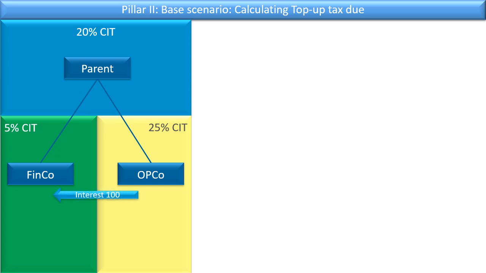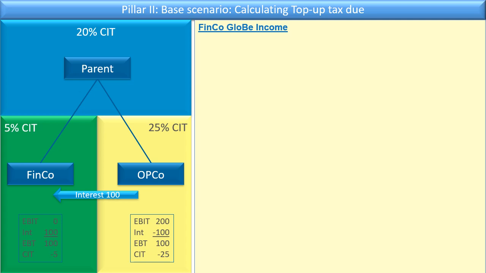from OpCo to FinCo. Now, if we look at OpCo's numbers, then we see it has an EBIT of 200, but then it deducts 100 in interest payments, so it ends up with an earnings before tax of 100 and tax of 25. And FinCo has an EBIT of 0, it has interest income of 100, it has an EBT of 100, and it pays tax of 5. So how do we get to the top-up tax that parents should be paying under Pillar 2 for FinCo's income?